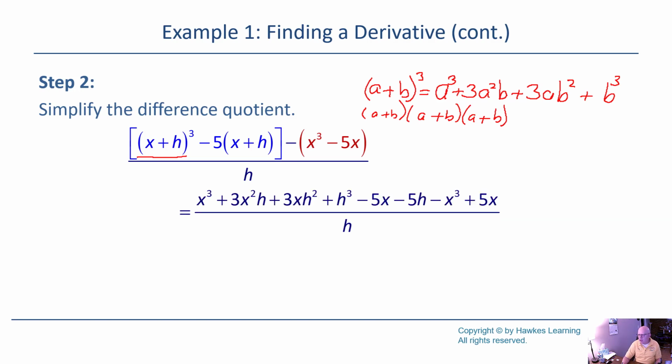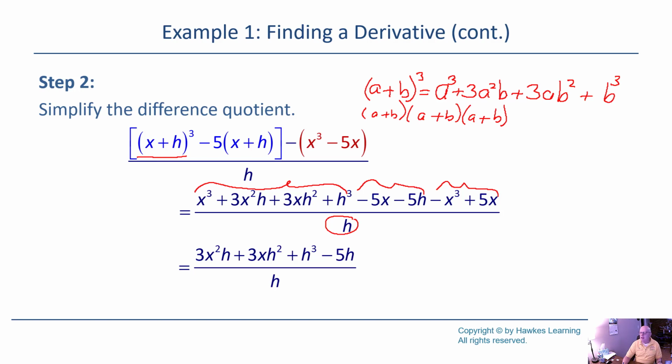Next, put all that together. Here's our expanded x plus h cubed. Here's our -5 times x plus h. And we're subtracting the original function there. And of course, our old friend h in the denominator.